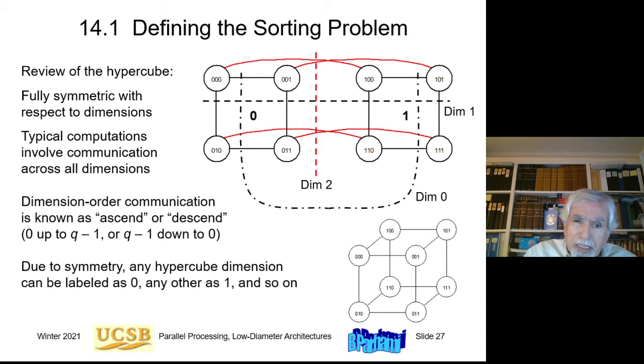Okay, so remember that an ascend algorithm communicates along dimension 0, 1, all the way to q minus 1. So dimension number goes up in the course of the algorithm execution. A descend algorithm is one in which dimension number goes down. We start from the highest dimension and go down to dimension 0.